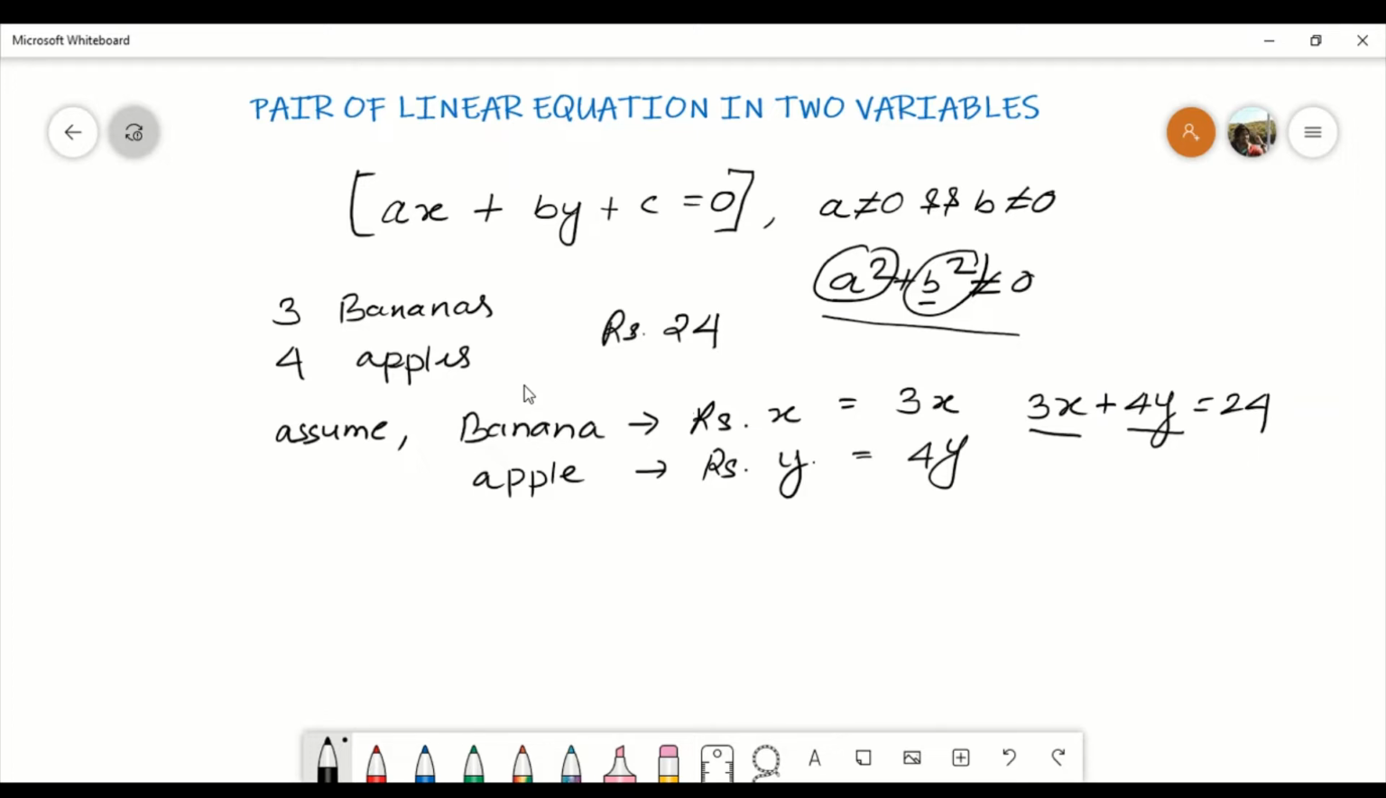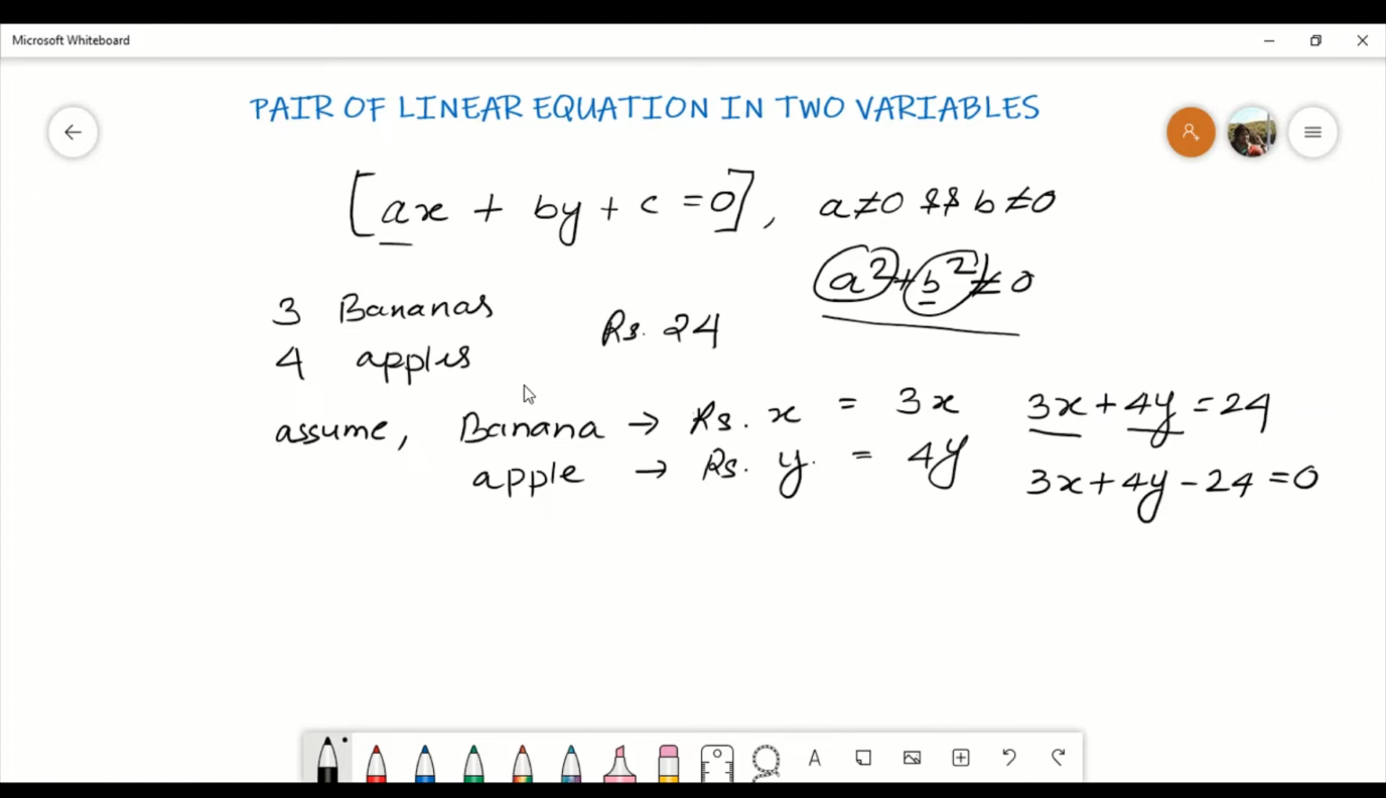Now this is in the same form. We can write it as 3x plus 4y minus 24 equal to 0. So this is how we can represent simple real life situations in an algebraic equation, or linear equation.